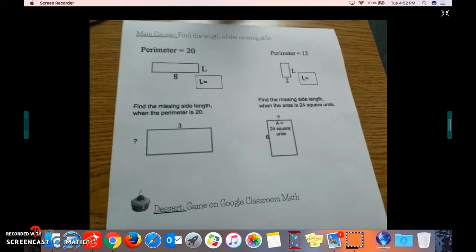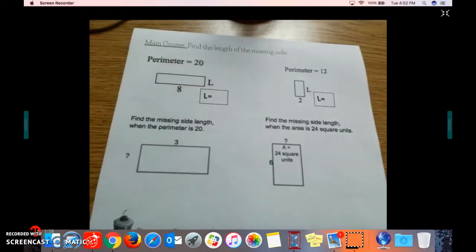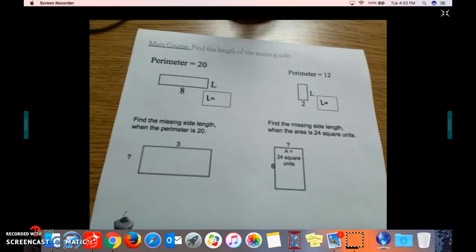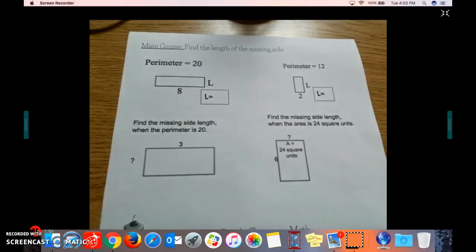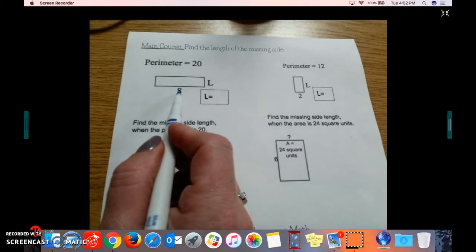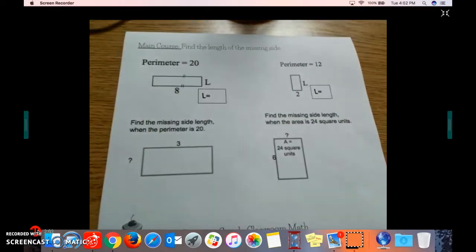Our main course today, we have a challenge activity. We need to find the length of the missing side using the formulas that we've been using all week. Okay? So we have perimeter of 20. So I know that that is the distance around this entire shape. Okay? I know that one side is 8. This is a rectangle, so I know these two sides are going to be equivalent because they're parallel. So then I also know this side is going to be 8.